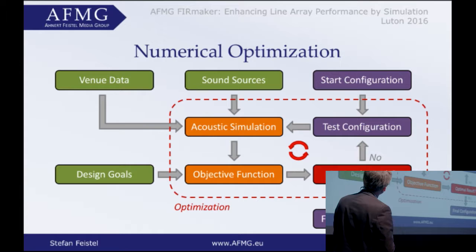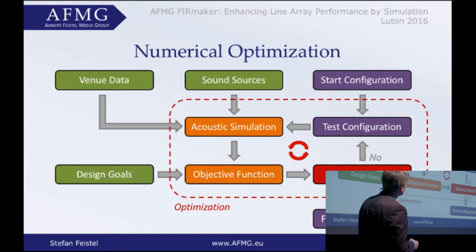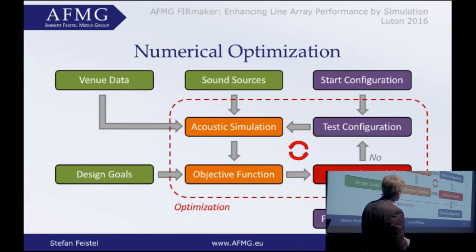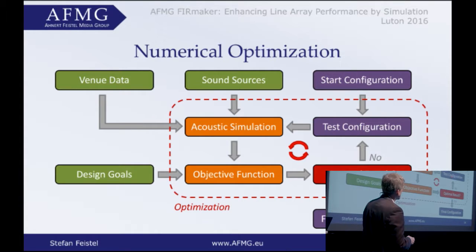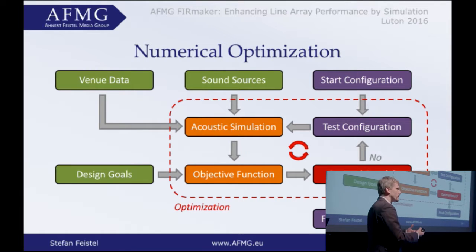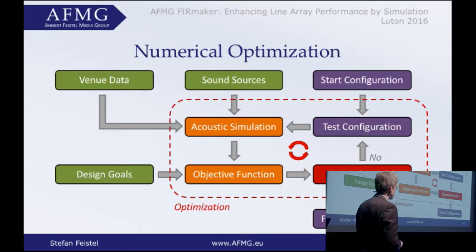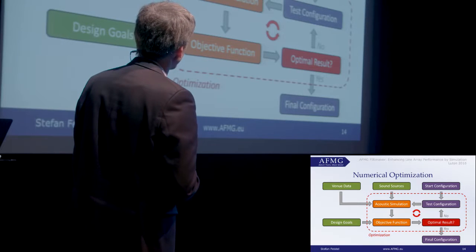The input data is the venue geometry, audience areas, but also the boundaries. Then the sound sources and certain design goals. And then the algorithm takes a start configuration, runs an acoustic simulation, checks if it matches our requirements, and if not, it takes another test configuration by varying the original configuration. So you as a user can do these runs maybe one per 10 minutes, whereas the computer can do maybe 10,000 runs per second or so, which of course gives us a huge advantage in this iteration scheme.